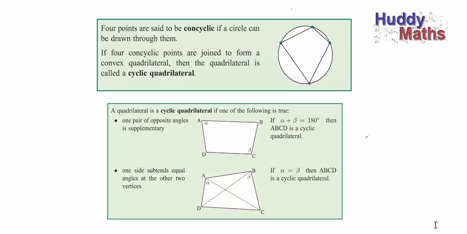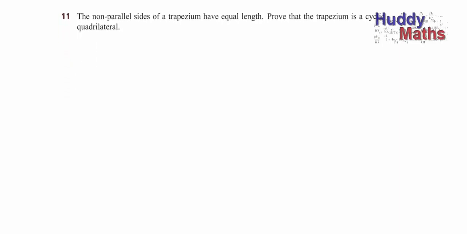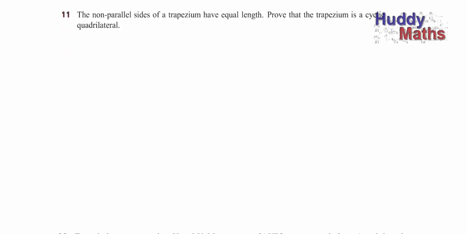So let's go down now and have a look at question 11 from Hayes and see what the solution to that looks like. So you should be building up some skills now. And remember, the first step in a good solution is to draw a well-labelled diagram. Draw a large diagram and label it with everything. So let's read the problem. The non-parallel sides of a trapezium, remember what a trapezium is, have equal length. Prove that the trapezium is a cyclic quadrilateral.